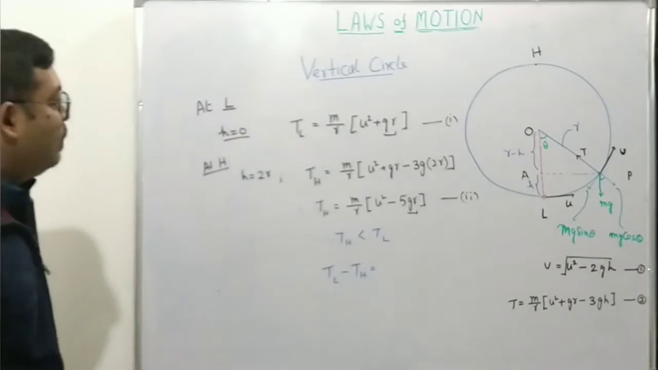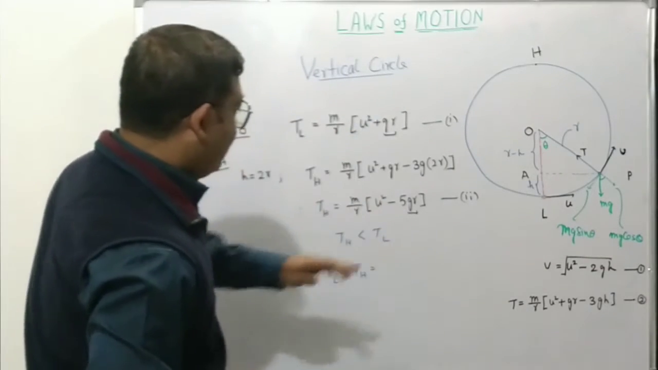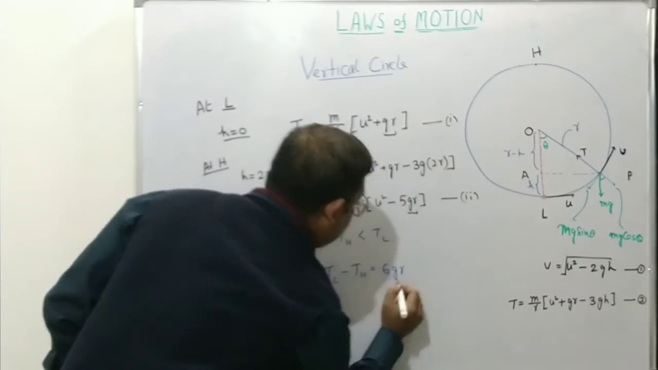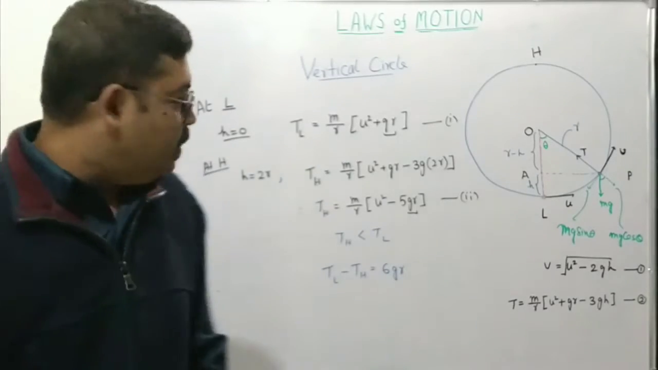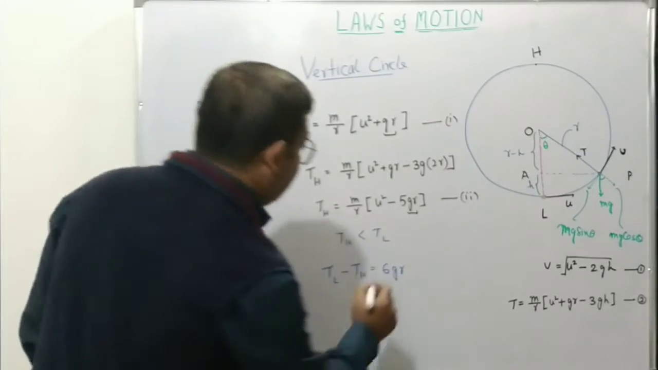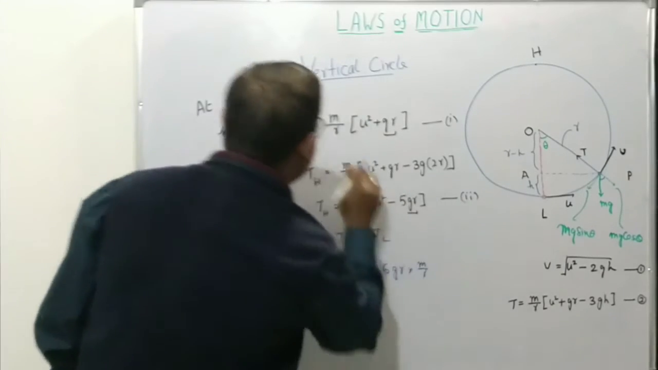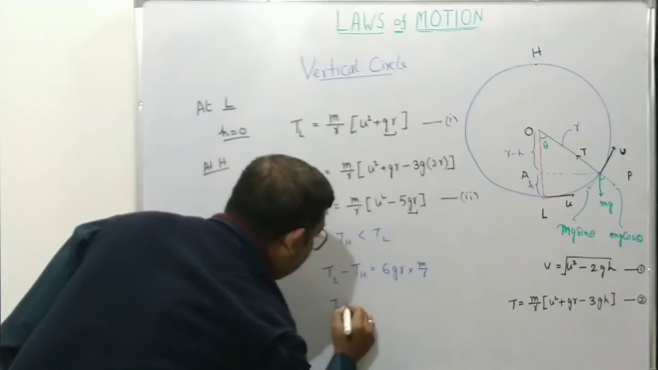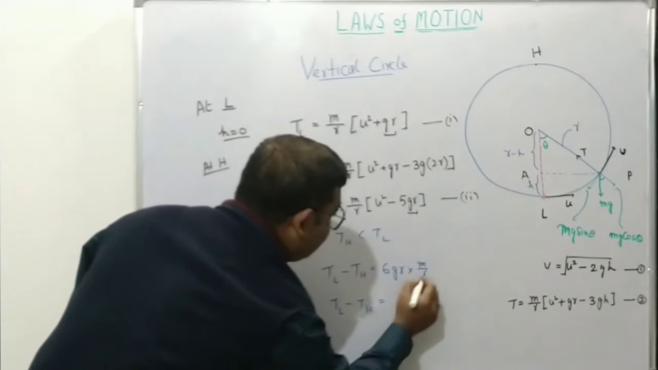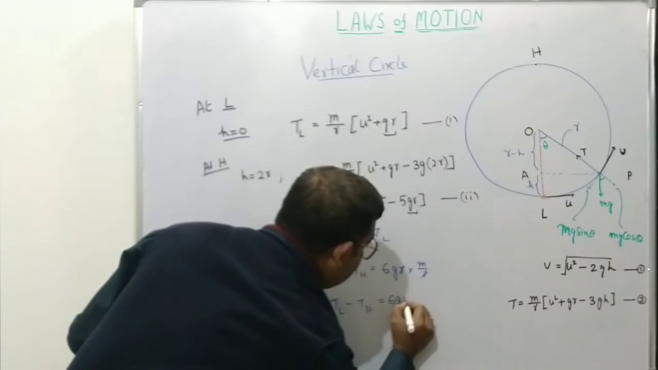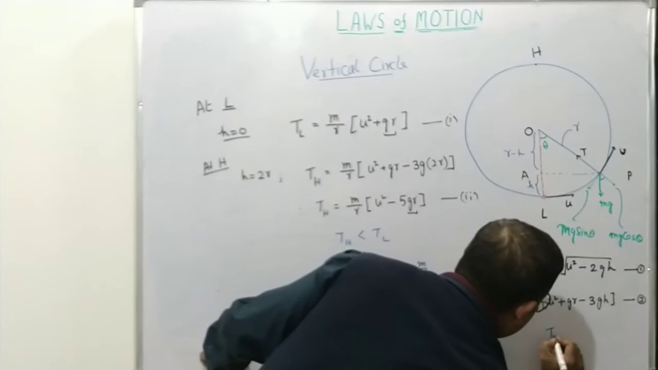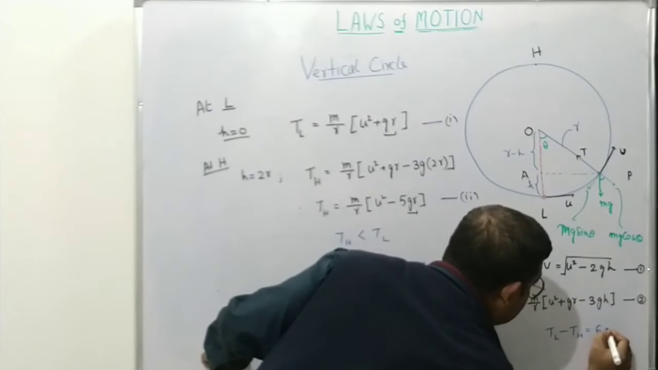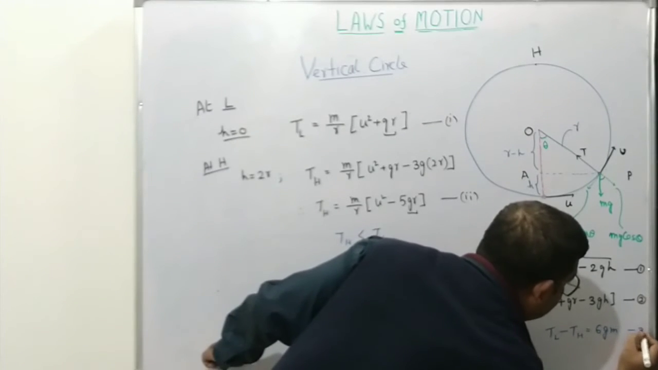TL minus TH will be given by, if you simplify this, you can clearly get that plus minus minus, that will be 6mg, into m by r. This m by r is here. That is to say, TL minus TH equals, r will cancel, 6mg. So tension at lowest point minus tension at highest point equals 6mg. This is our equation number 3.